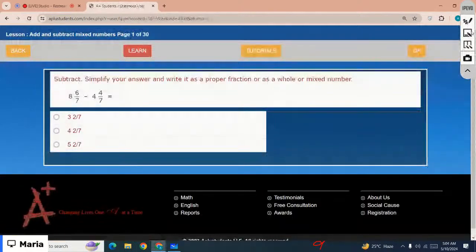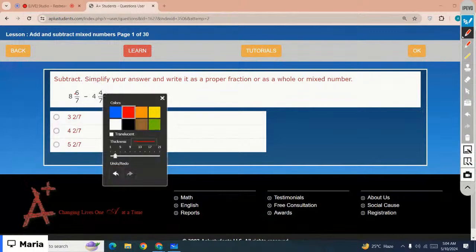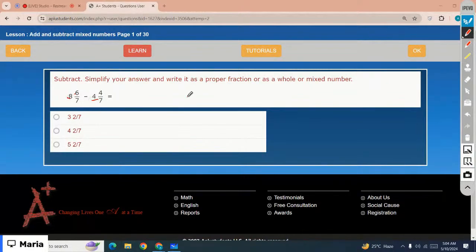Okay, just look at this example. 8 whole 6 over 7 minus 4 whole 5 over 7. Just look at the fractional part. You can do 6 minus 5, right? You can subtract, so you don't have to do anything. Simply subtract the whole numbers. 8 minus 4 is 4. And subtract the fractions. They have the same denominator. So you can just do 6 minus 5. That is 1 over 7. So the correct option is 4 whole 1 over 7. Got it? Very good.